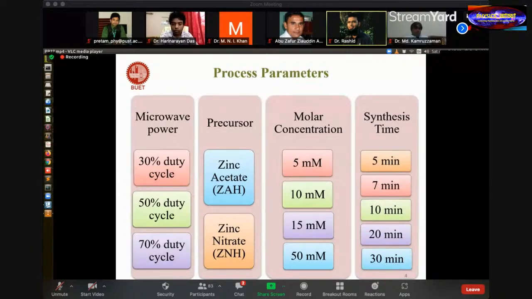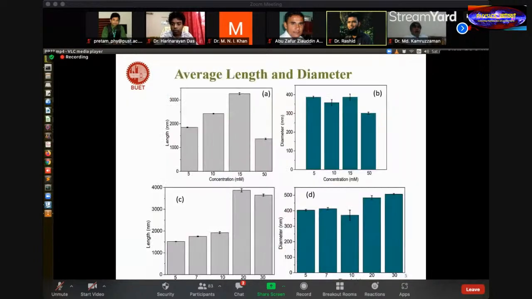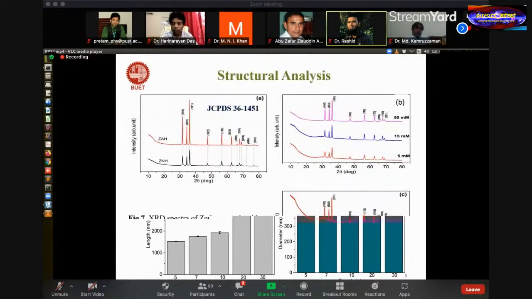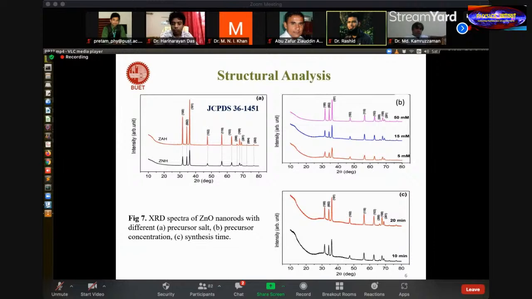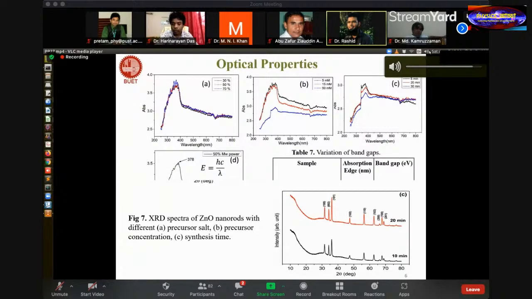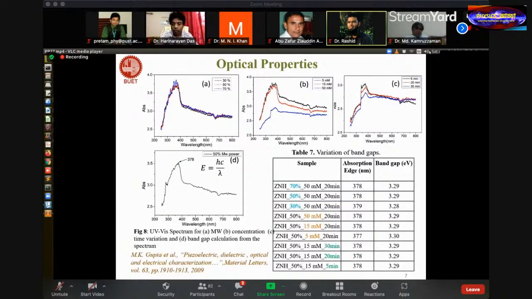Parameters were varied to observe their effect on the size of the zinc oxide nanorods. With molar concentration and synthesis time, the average diameter varies from 300 nanometers to 450 nanometers. XRD shows that all the diffraction patterns are well matched with the JCPDS database. UV spectra show that the optical properties of the zinc oxide nanorods can be tuned by varying the size of the zinc oxide nanorods by varying the process parameters.